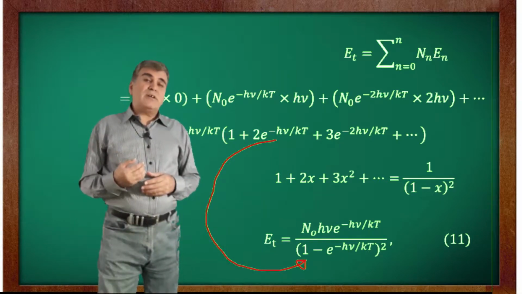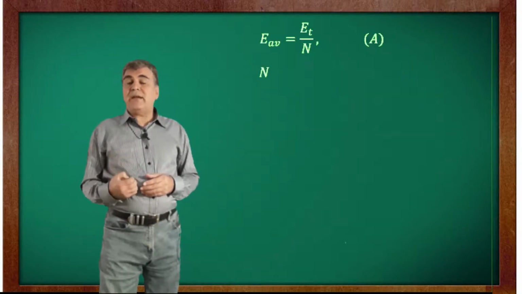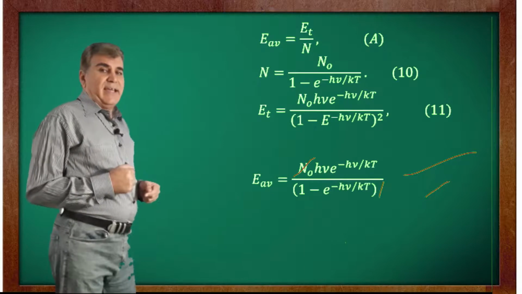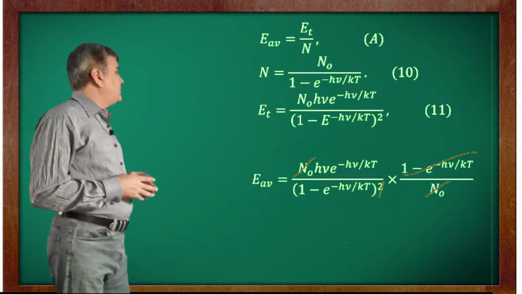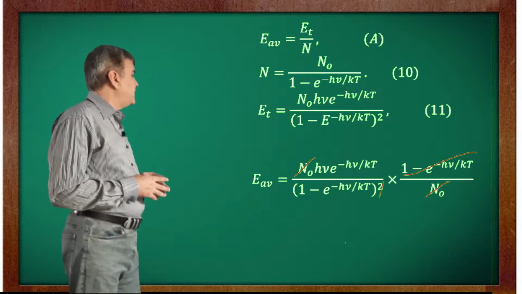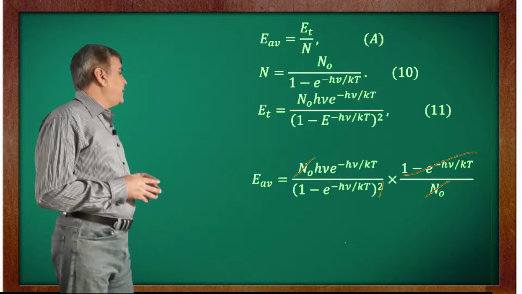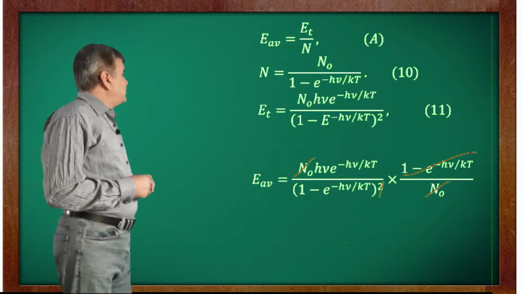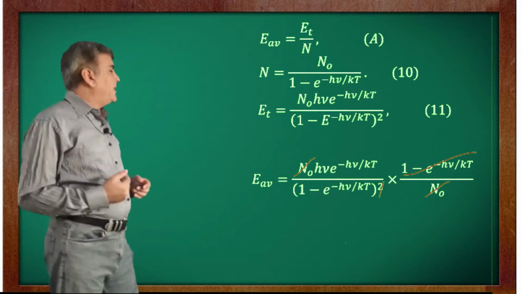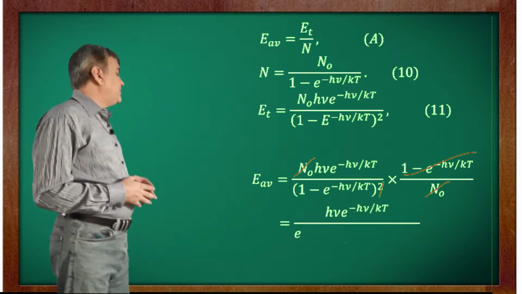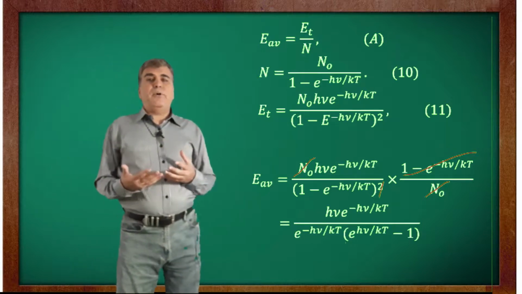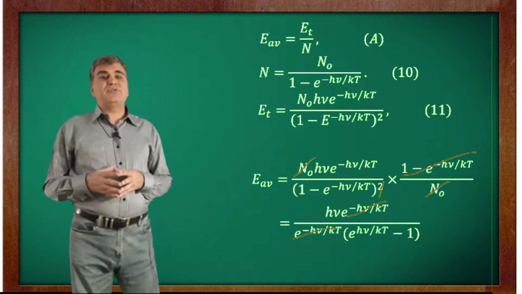Now the average energy per oscillator can be obtained by putting equation 10 and equation 11 into equation A, which can be expressed as E sub AV equals N naught times h times nu exponent minus h nu over kT divided by (1 minus exponent minus h nu over kT) whole squared times (1 minus exponent minus h nu over kT) divided by N naught. And this equation obviously reduces straight away to E average equals h nu divided by (exponent h nu over kT minus 1).